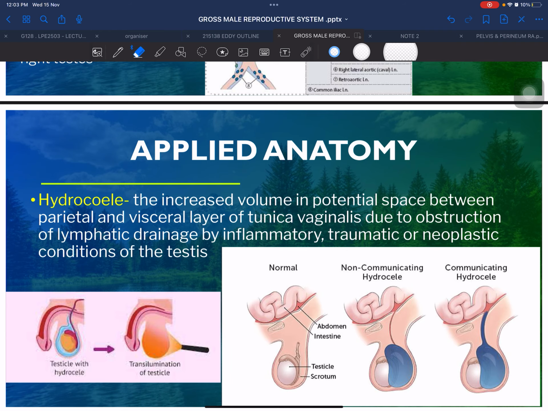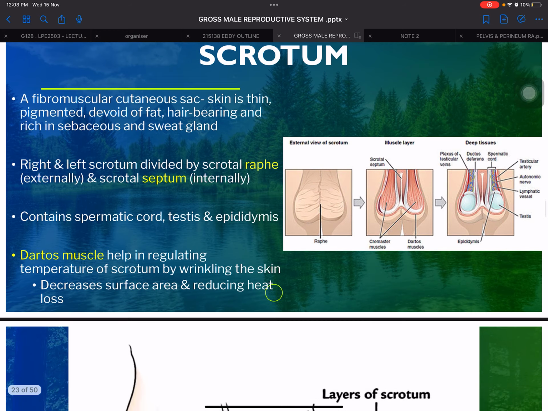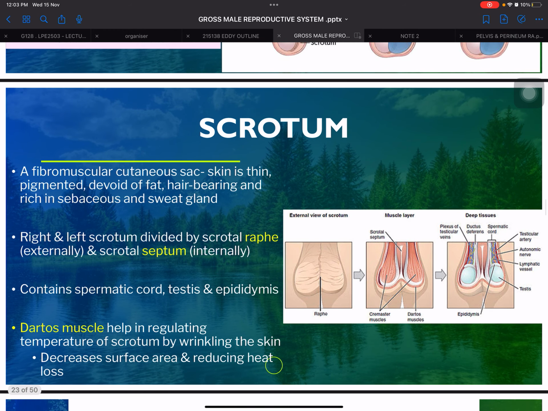Then the scrotum. This is a scrotum that covers the testis. A fibromuscular cutaneous sac. Skin is thin, pigmented, devoid of fat, hair bearing, and rich in sebaceous and sweat glands. The right and left scrotum are divided by a raphe. Scrotal raphe externally, and internally we call it the scrotal septum. It's the same structure, either outside or inside. Outside is the scrotal raphe and inside is the scrotal septum. The scrotum contains the spermatic cord, testis, and epididymis. Okay, and the dartos muscle, is it there?